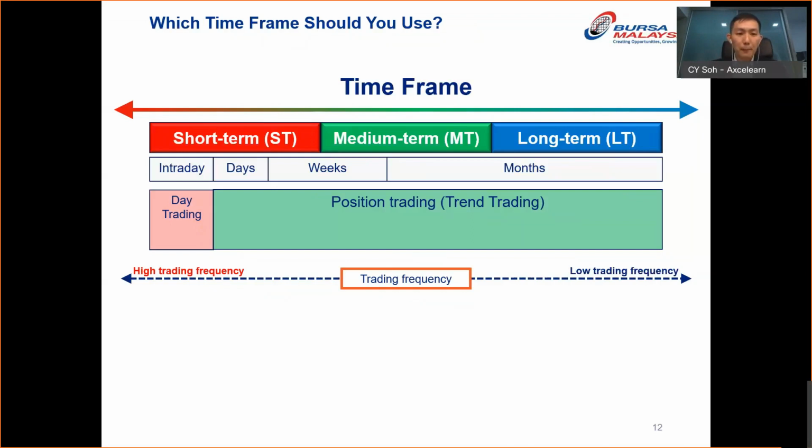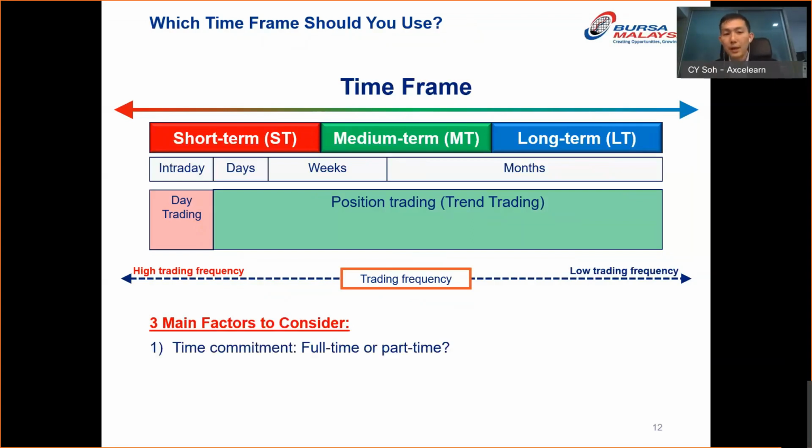Now, let's go into the main key thing. When it comes to time frame, there are 3 key factors that you need to look at, so that you are able to build your own trading method. The first thing is commitment, whether you have the time commitment to trade. So whether you are trading part-time or full-time. It is not just time commitment, it also means energy commitment. What is the energy you spend, or whether it takes a lot of your attention to trade the market, whether you have the energy to monitor the market closely or not.